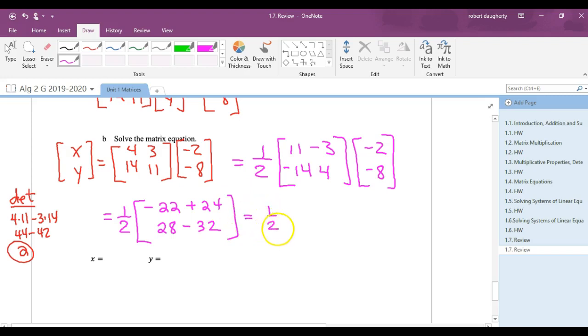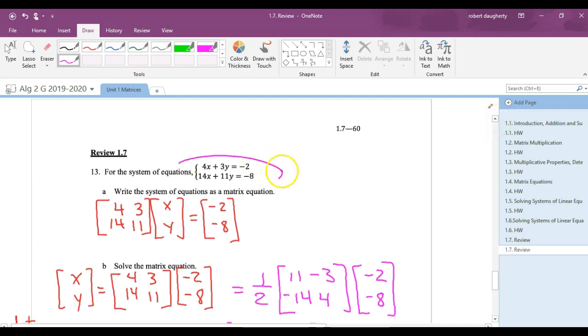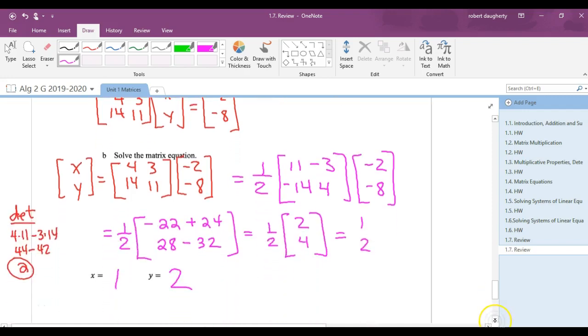So this is 1/2 of 2 and 4, which is 1 and 2. X is 1, Y is 2. You can double check your answers, make sure that's right. If you plugged in a 1 and a 2 in right here, you would get 4 plus, did I do that right? There's a mistake.